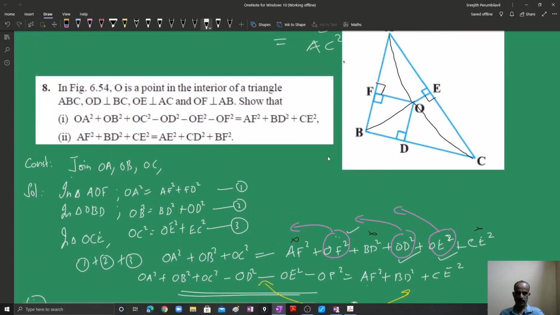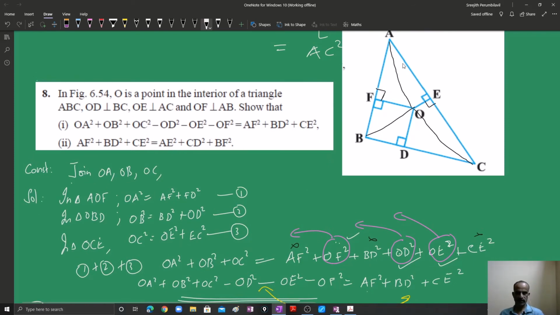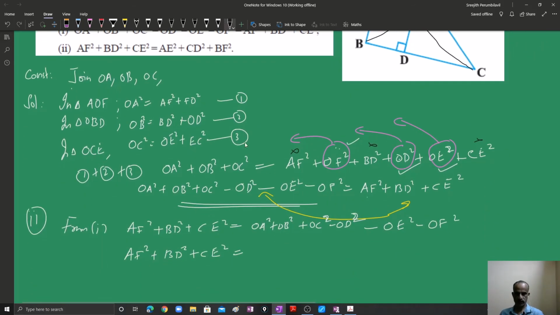What is AE? AE means, in this triangle, when you look at this triangle, this is the hypotenuse, OA square. OA square minus OE square will give you AE square. So, we will rearrange, we combine these two. Rearranging OA square minus OE square, plus, that is ready.